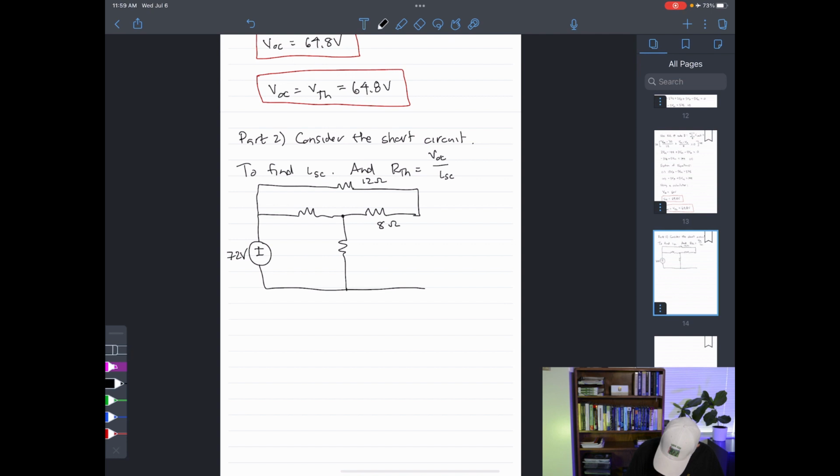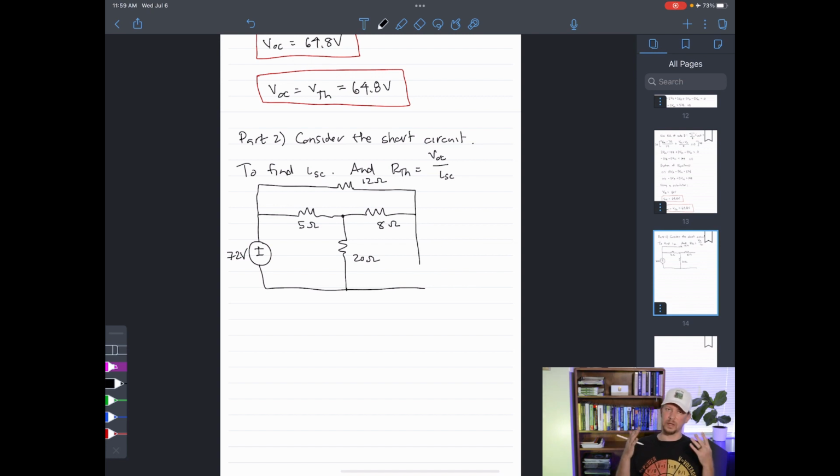So here, this is the same thing. Here's terminal A, here's terminal B, and there is a current going down this way, the short circuit current, that we want to find. And again, we can use any technique of circuit analysis that you want in order to find that. Just to switch things up to show you that you can use any technique whatsoever, I'm going to use the mesh current method to find this.